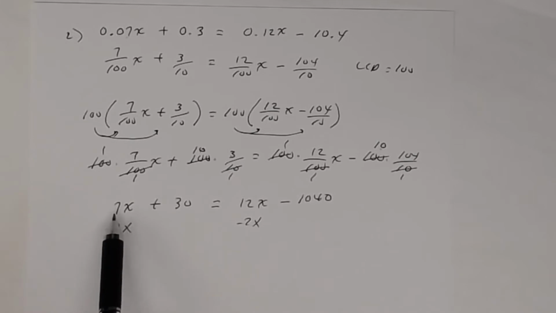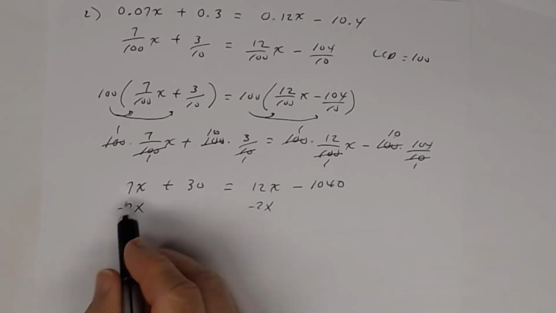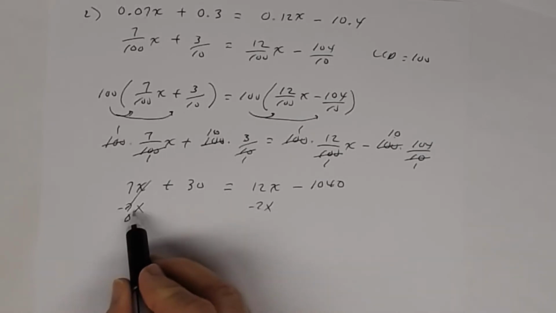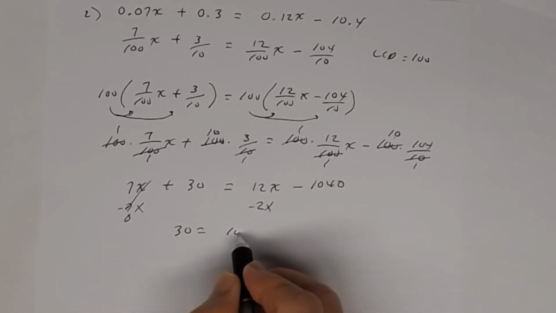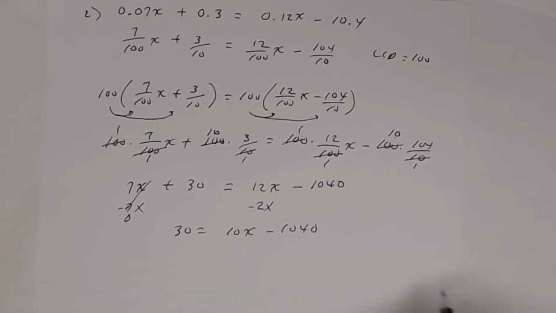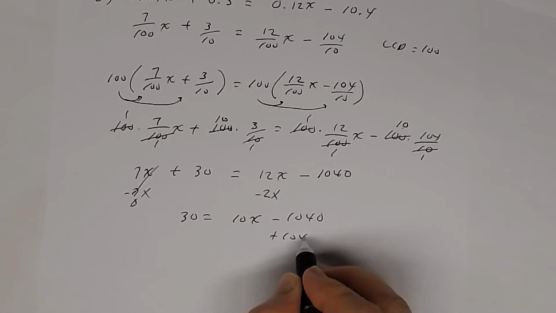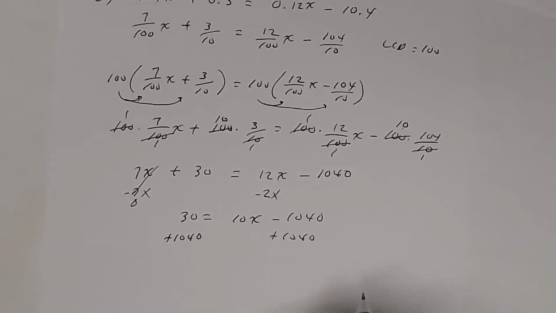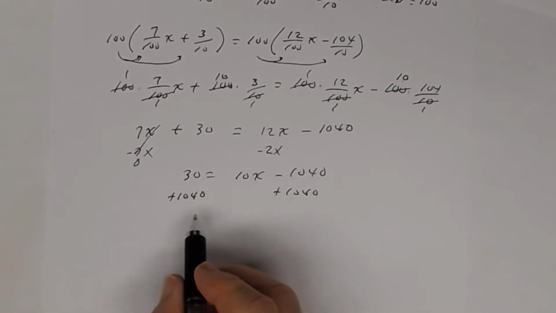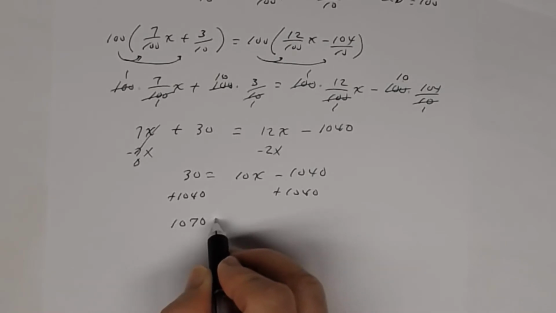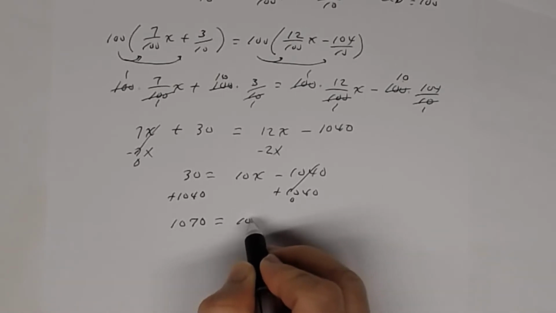All right. Now, to be clear, I can write 7 as 7 over 1, and so you might say, well, that's a fraction. Yeah, but remember, the denominators are all 1s now, because that's what you wanted. All right, and so 7x minus 7x is 0 when I combine like terms, and 0 plus 30 is 30, equal 12x minus 2x is 10x minus 1,040. And then adding 1,040 to both sides, and then combine like terms. 30 plus 1,040 is 1,070, equal, this is 0, and you get 10x.